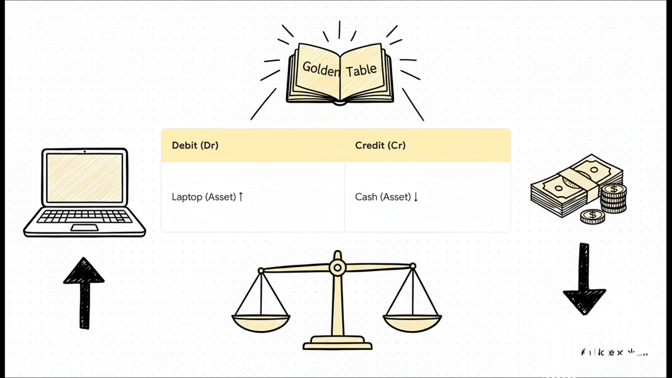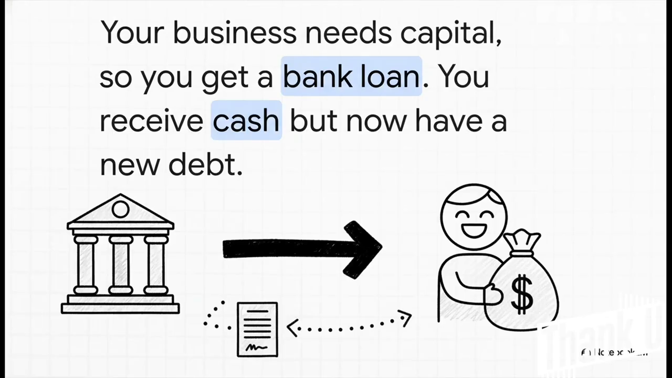But at the exact same time, your cash asset is decreasing. And how do assets decrease? With a credit. So we put cash in the right column. See that? Perfectly balanced. All right, next up, your business needs a little cash injection.